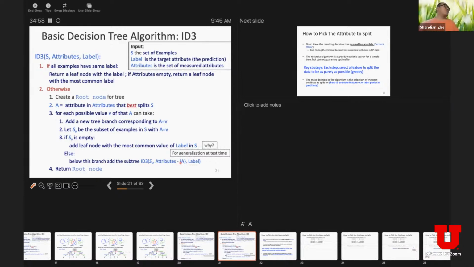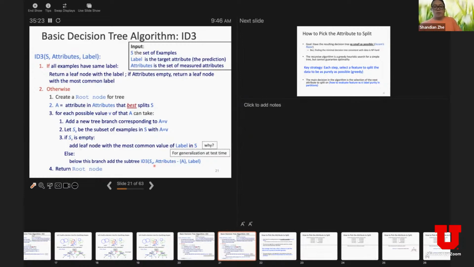Yeah, because A has already been used, right? In SV, all the examples will have the same value in A, so you won't be able to use A to conduct any meaningful split. So I'm going to kick A out of my attribute list.